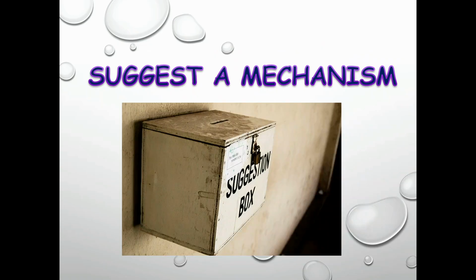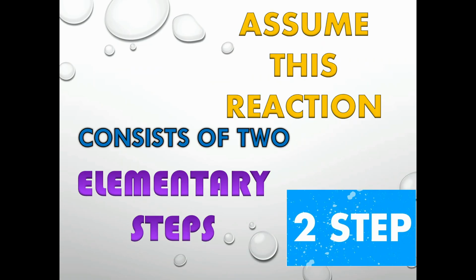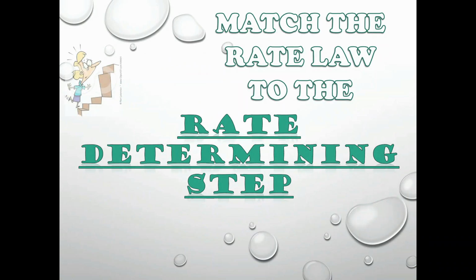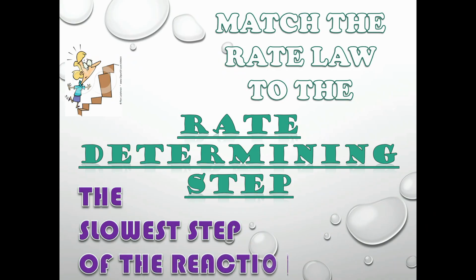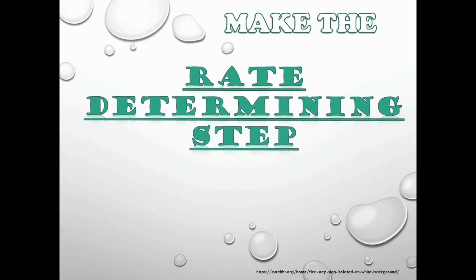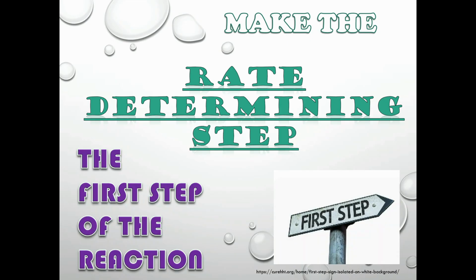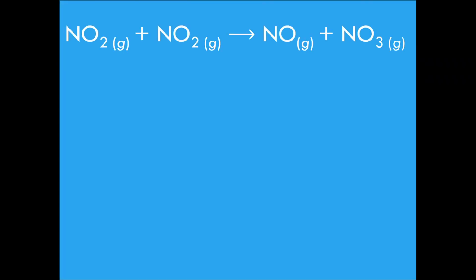So I'm going to suggest a mechanism, and I'm going to suggest that it consists of two elementary steps just to make it easier. And I'm going to say I have to match the rate determining step. So my rate determining step, the slow step, has to be two NO2s banging into each other. So what happens if I bang two NO2s together? I'm just going to make the rate determining step the first step of the reaction. The two NO2s bang together, oxygen moves from one to the other, and I get NO, which is one of my products, and NO3.